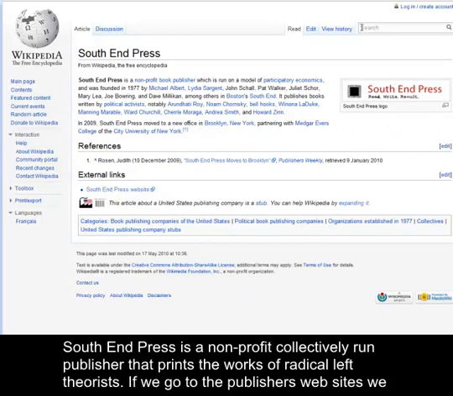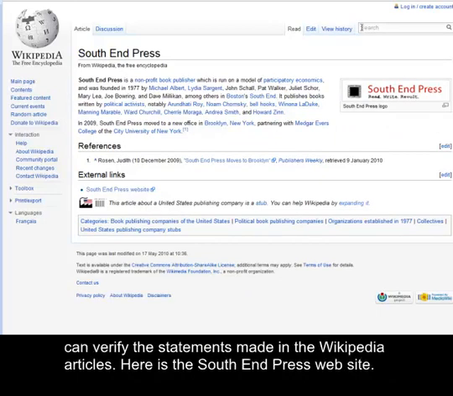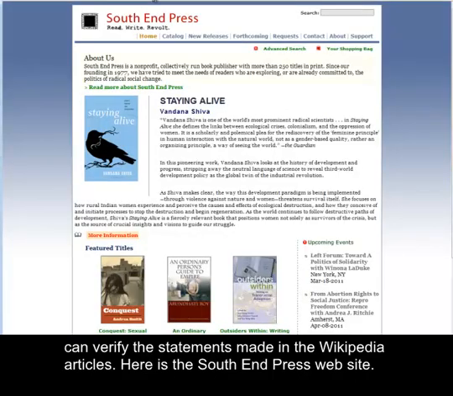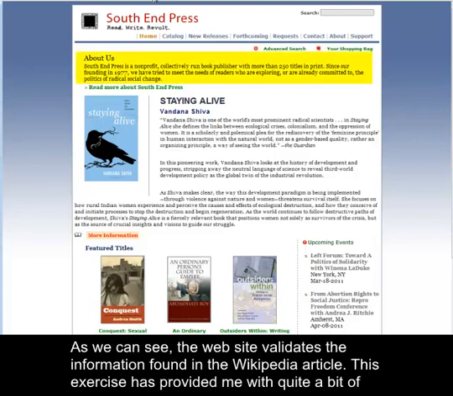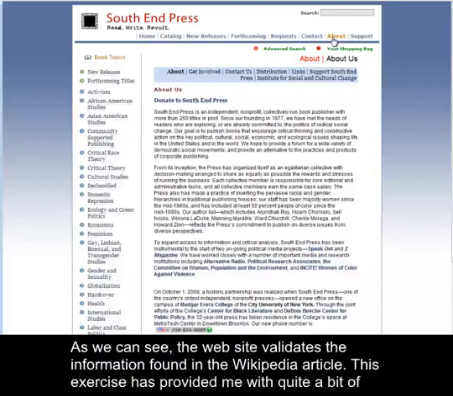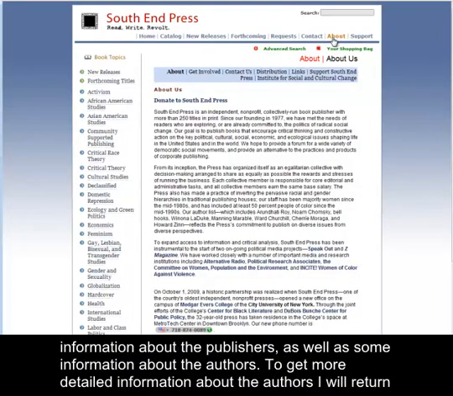If we go to the publishers' websites, we can verify the statements made in the Wikipedia articles. Here is the South End Press website. As we can see, the website validates the information found in the Wikipedia article. This exercise has provided me with quite a bit of information about the publishers, as well as some information about the authors. To get more detailed information about the authors, I will return to Wikipedia.